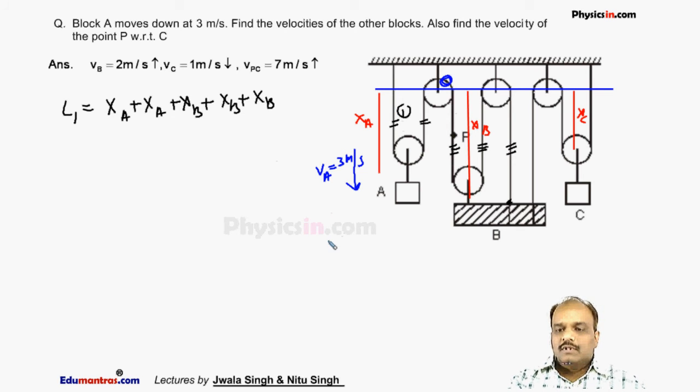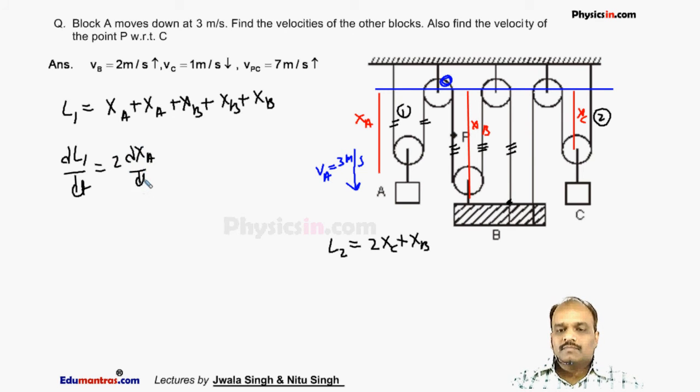In the same way, for the second string, L2, the length of the second string is 2 times XC plus XB. If I differentiate the length L1, dL1 by dt is equal to 2 times dXA by dt plus 3 times dXB by dt, and we know the length of the first string remains constant, so this is 0.